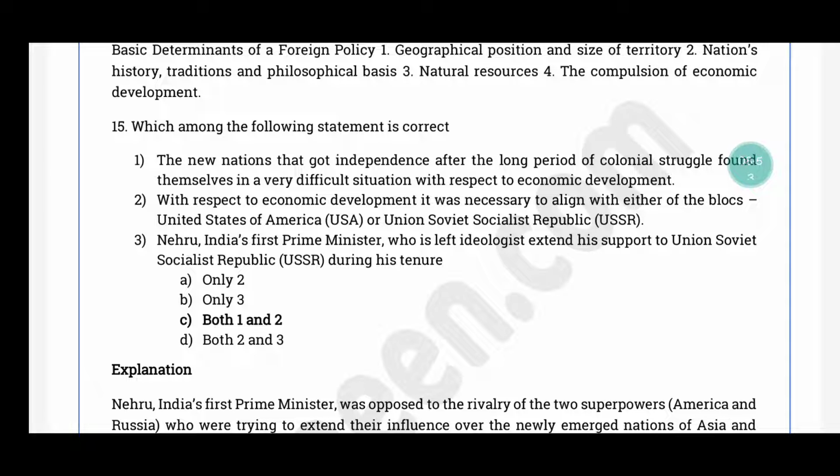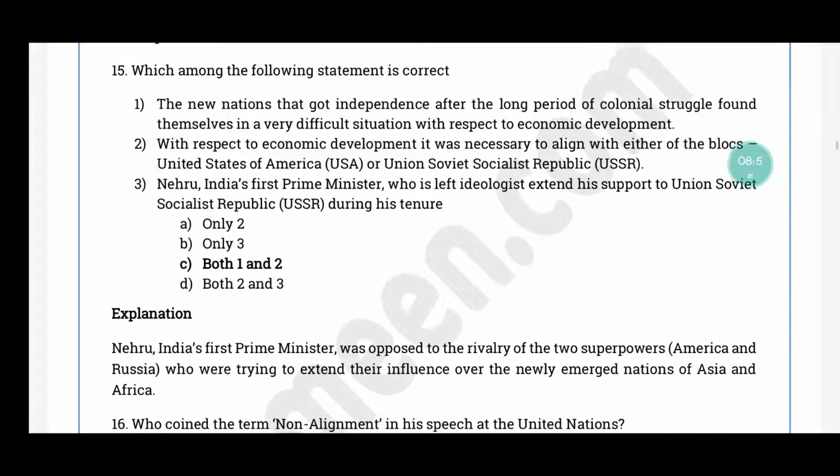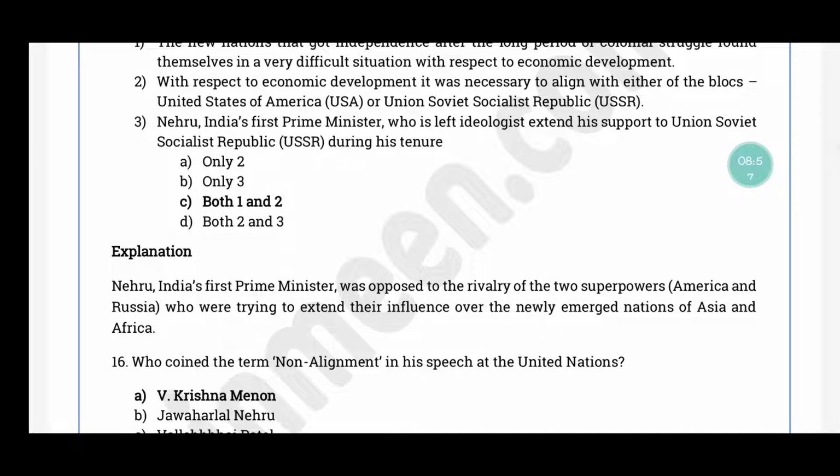The correct answer is option C. Statements 1 and 2 are correct. Nehru, who was India's first Prime Minister, was opposed to the rivalry of the two superpowers, that is, America and Russia. They were trying to extend their influence over the newly emerged nations of Asia and Africa.